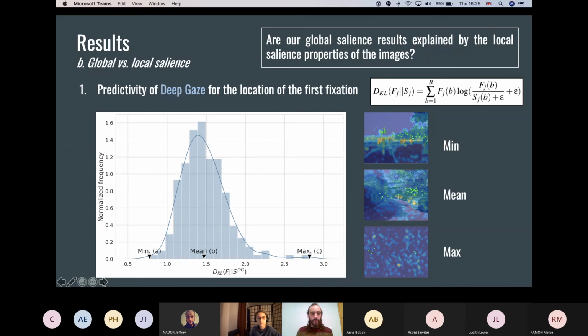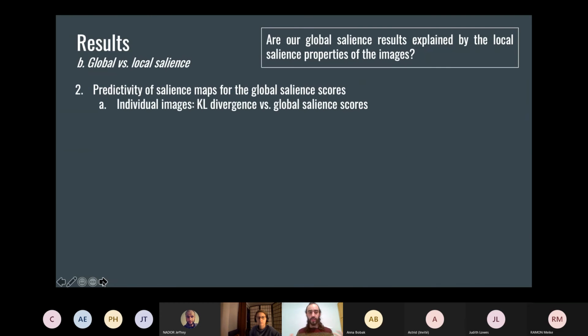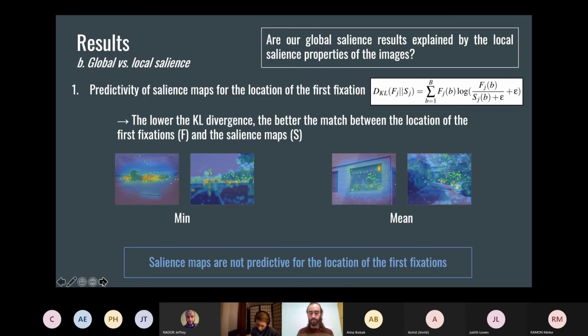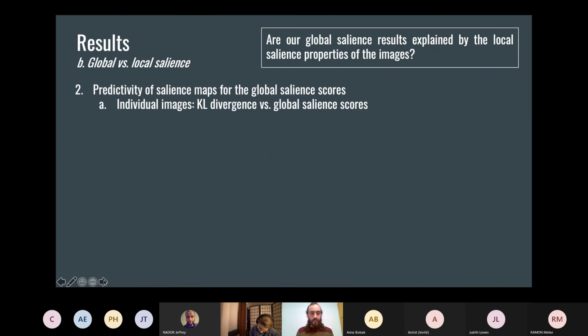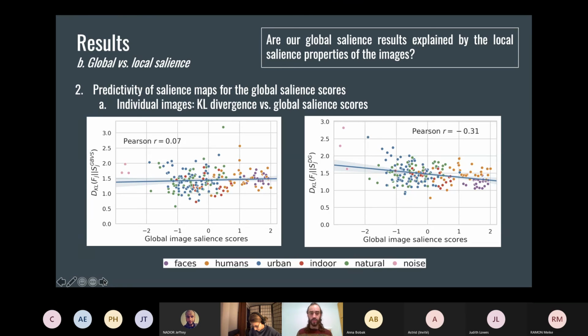Yeah, so we can go to the next slide. This is to compare local salience versus global salience. We did other experiments. We can go a little bit faster here. The details are maybe a little convoluted, but in general, what we find is that there is no predictivity of the computational salience maps with respect to the global salience.